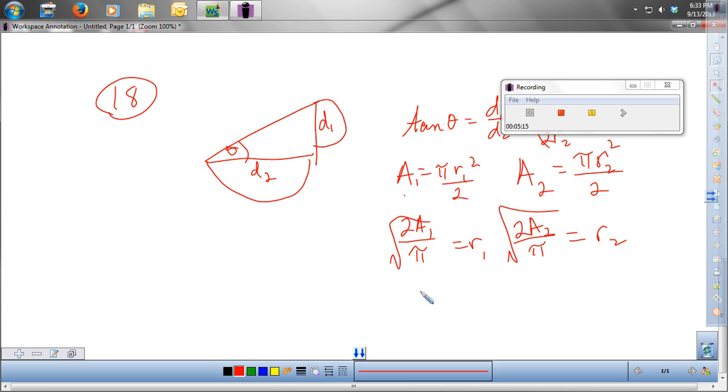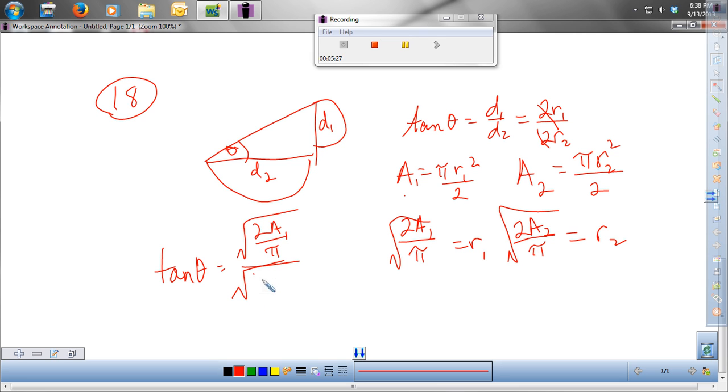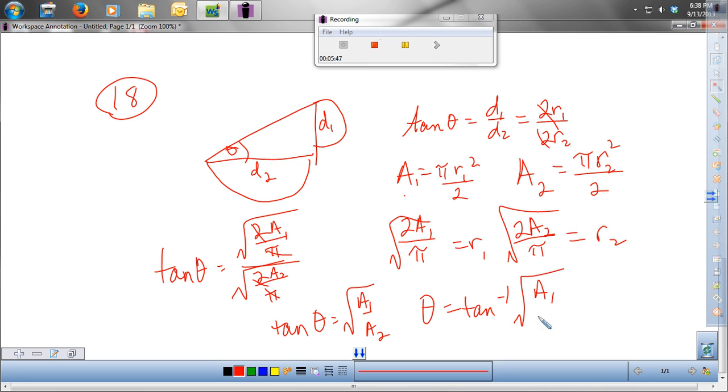So I said, okay, well, let's go back up to where we had this expression for the tangent of theta. Tan theta is R1. 2A1 over pi is my expression for R1, divided by the square root of 2A2 over pi. Cancel, cancel, cancel, cancel. So tan theta is actually radical A1 over A2. And by this time they're just totally dumbfounded. And then theta is tan to the negative 1 square root of A1 over A2. So, hope that works for you.